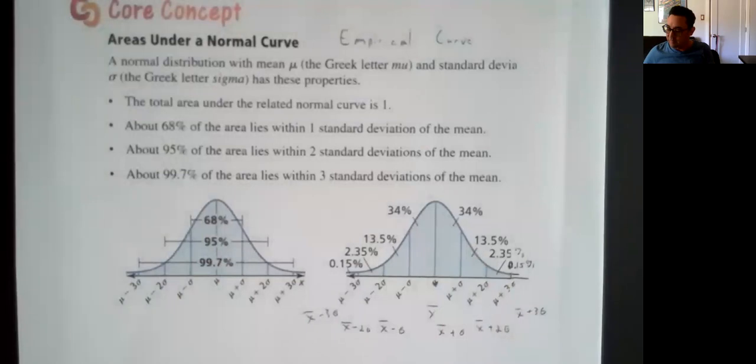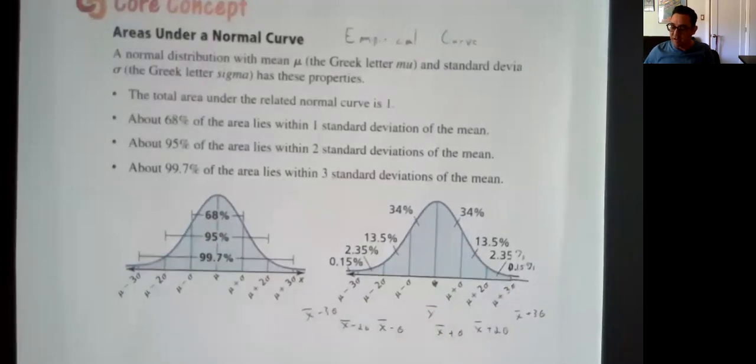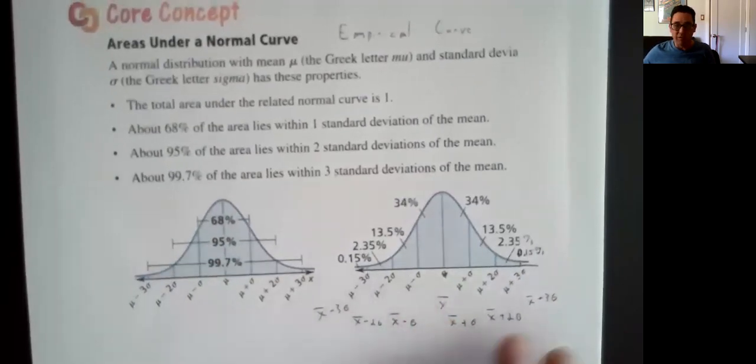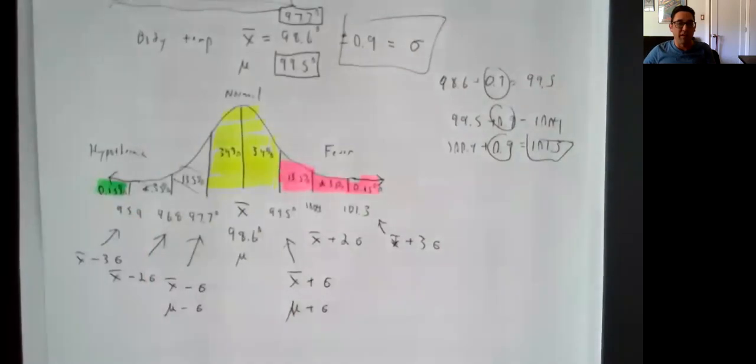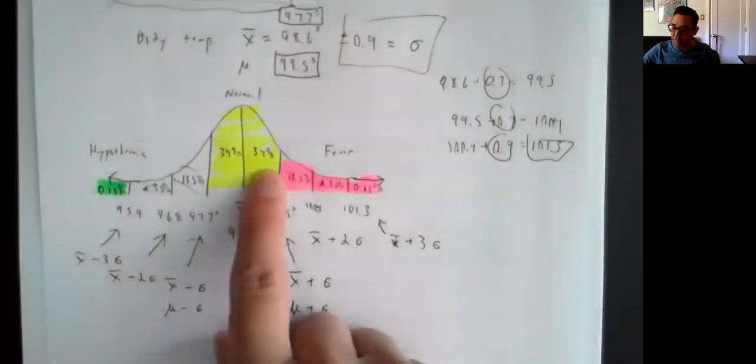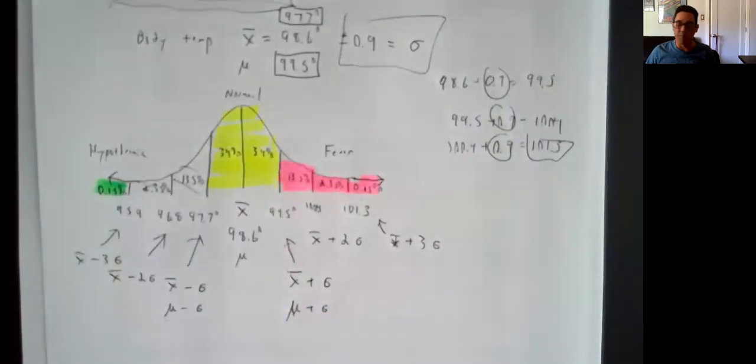You're going to refer to these numbers all the time, and you get the numbers at the bottom by starting with your mean and then moving standard deviations above or below. Using that, you can determine what percent of the population has this. For example, based on this, what percentage of the people in this world have hypothermia? According to this chart, 0.15% of people have hypothermia. What percent of the world has normal temperatures? 34 plus 34, that would be 68% of people currently have a normal temperature.